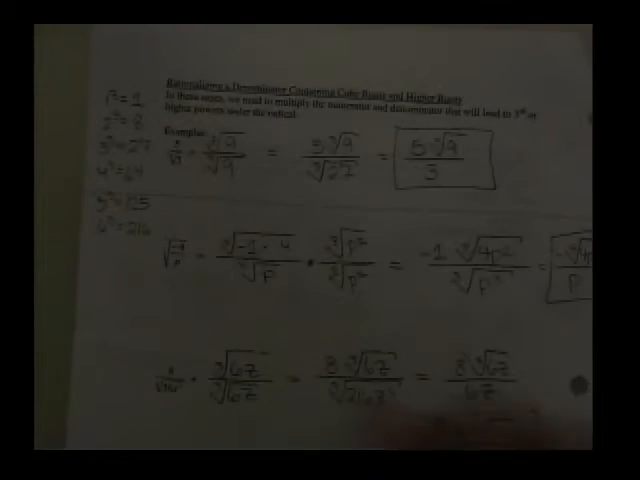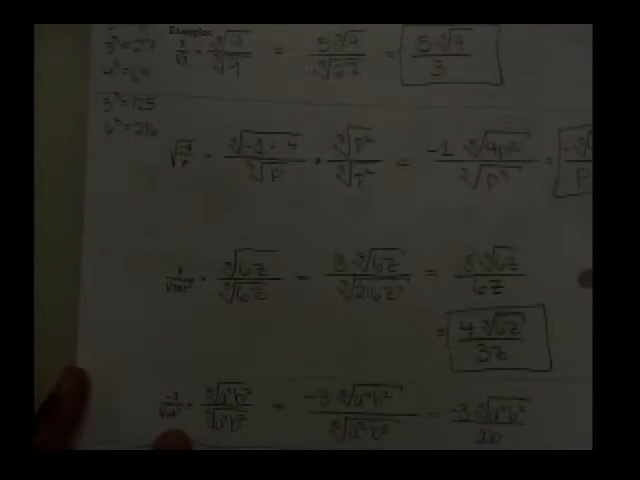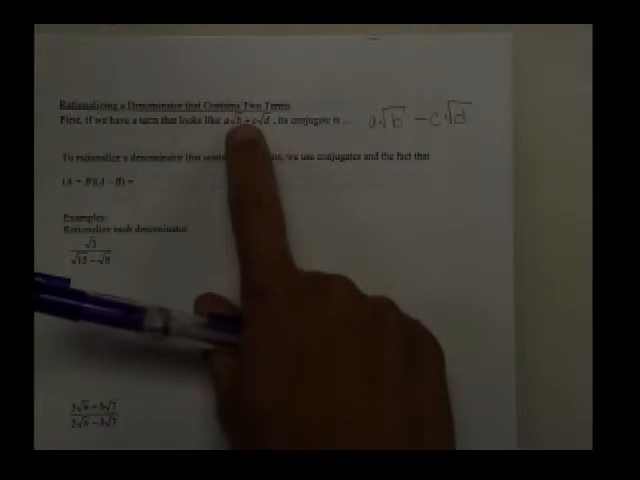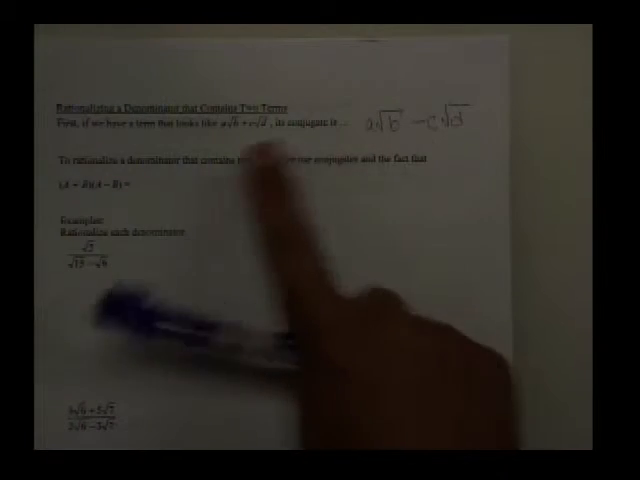Okay, so all of these denominators just had one term, the ab cubed, 36z squared. So now we're going to look at rationalizing denominators that contain two terms. So it says, first, if we have a term that looks like a root b plus c root d, its conjugate is a root b minus c root d. So you keep all of the same numbers there. If it was a plus at the beginning, you change it to a minus. So if it was a minus at the beginning, then you'd have to change it to a plus. So you keep everything the same except for the sign between the two terms.